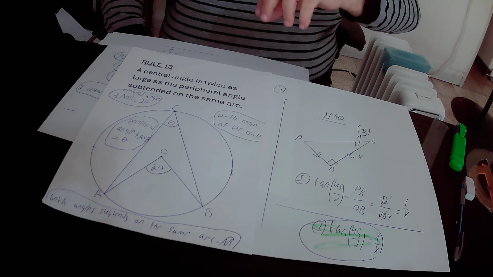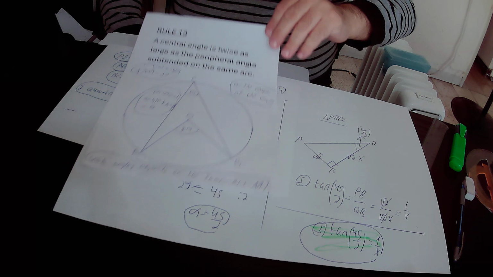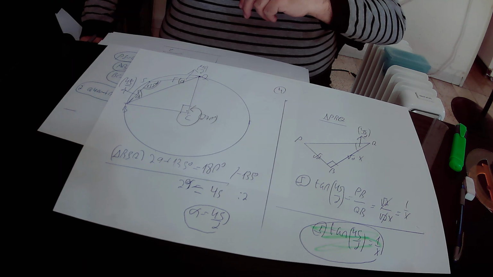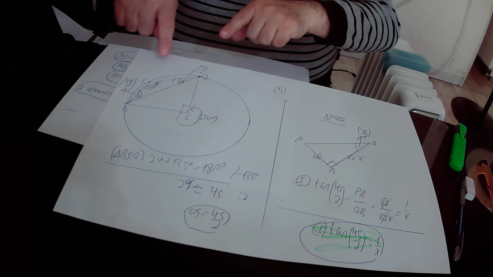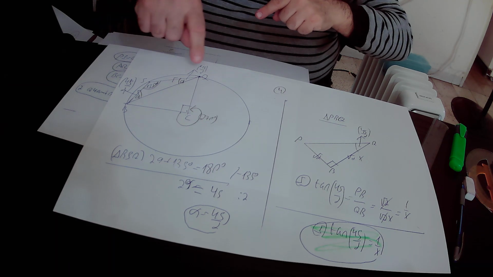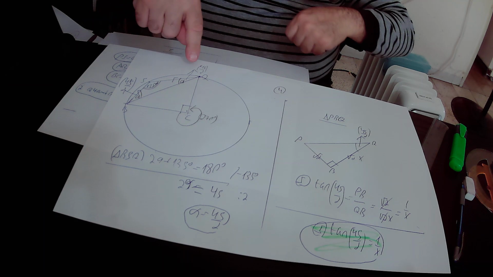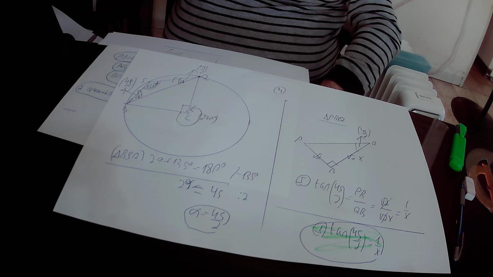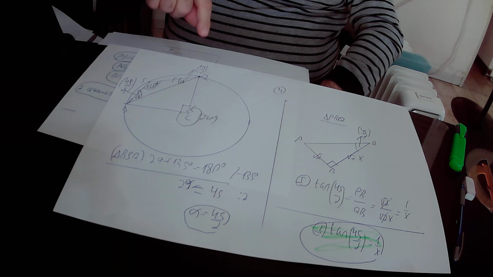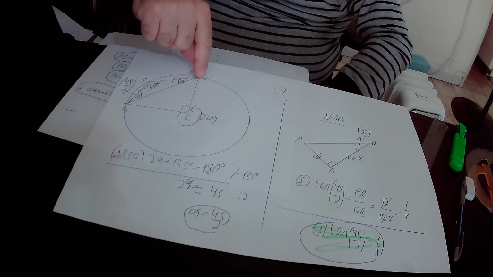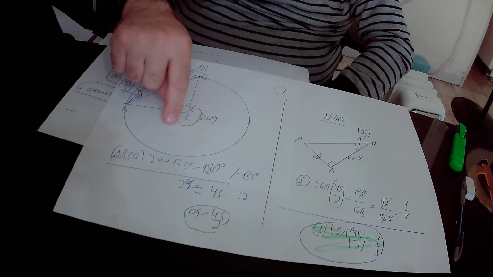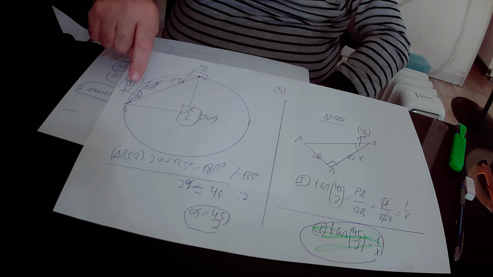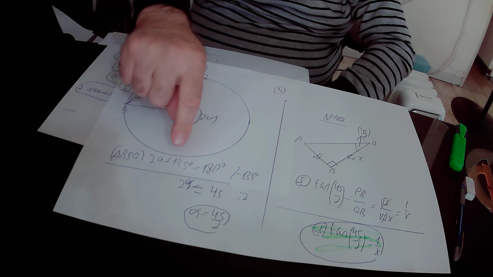We can actually implement this rule in our drawing. Why? Because in our drawing we have this peripheral angle QSB. Peripheral angle QSB is subtended on arc QB. And here we have the central angle QCB. This is the central angle QCB. This central angle QCB is subtended on the same arc, arc BQ.